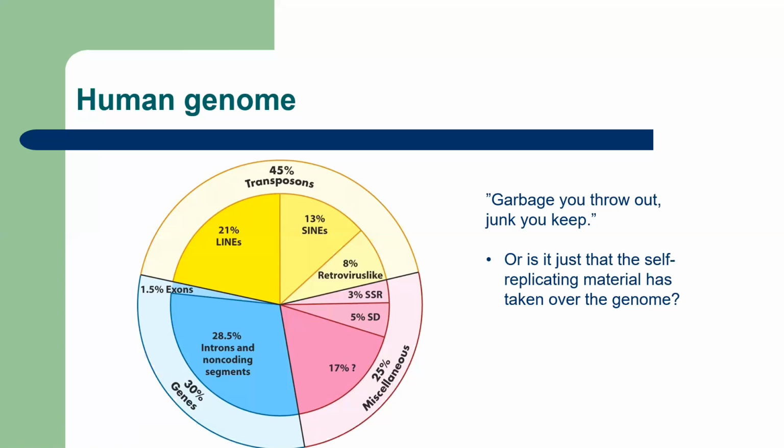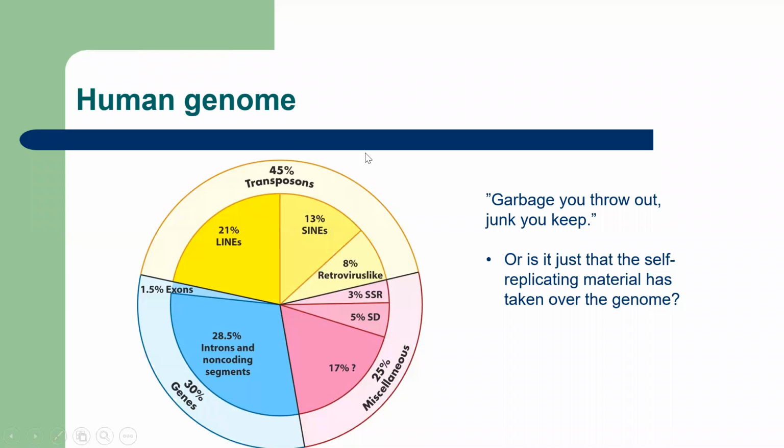And there's an old saying that garbage you throw out, junk you keep. So there would be an advantage for human cells. They would be replicating faster if we didn't have all of these retroelement copies. And it would be advantageous to throw them out if they didn't have any functionality, any purpose. But because they have stayed there, maybe there is something important there.